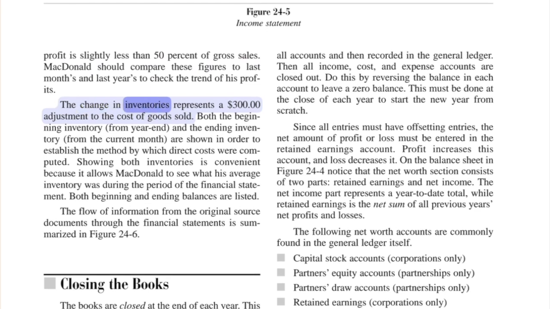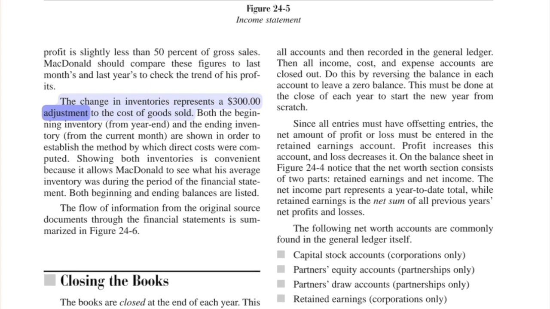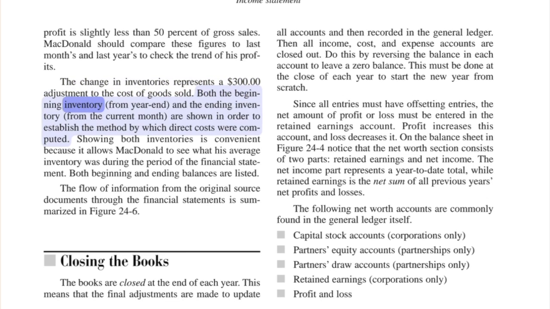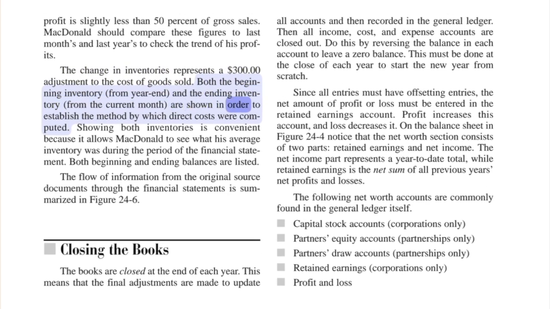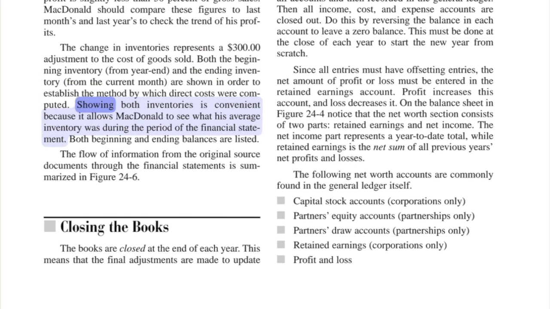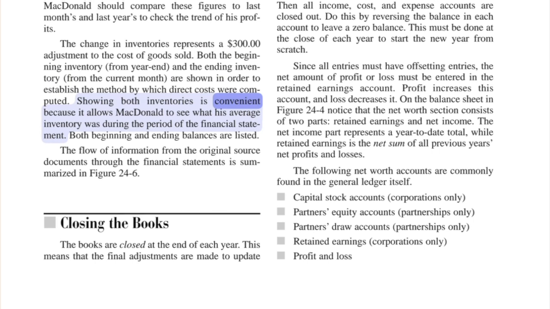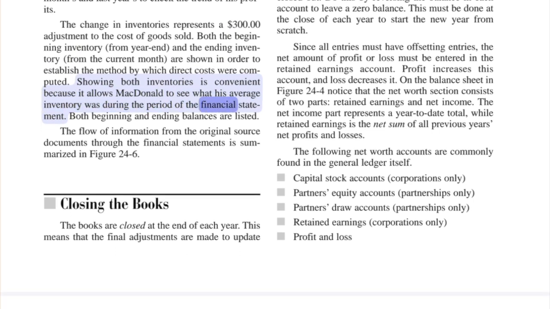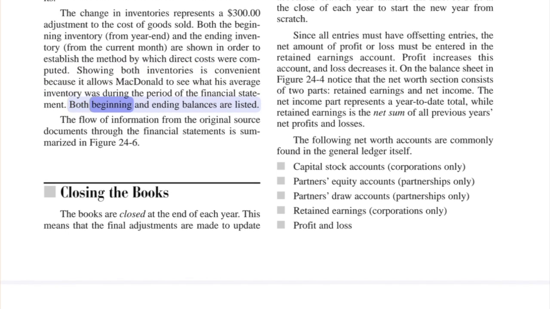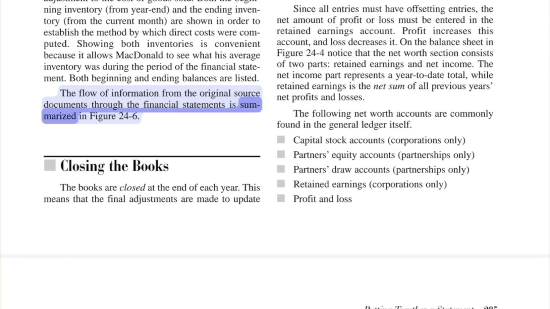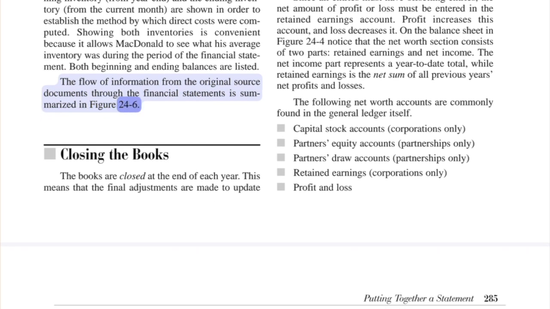The change in inventories represents a $300 adjustment to the cost of goods sold. Both the beginning inventory and the ending inventory are shown in order to establish the method by which direct costs were computed. Showing both inventories is convenient because it allows McDonald to see what his average inventory was during the period of the financial statement. Both beginning and ending balances are listed. The flow of information from the original source documents through the financial statements is summarized in Figure 24-6.